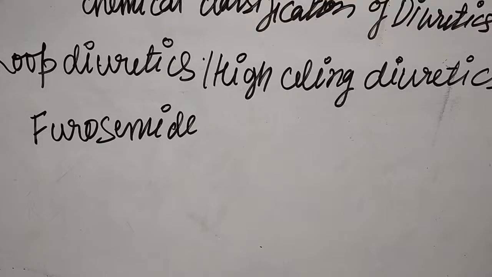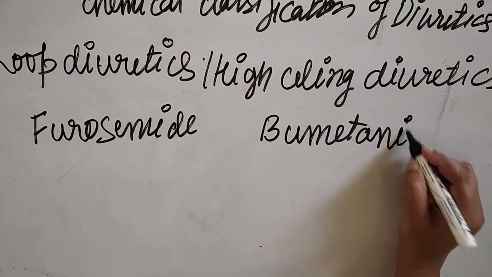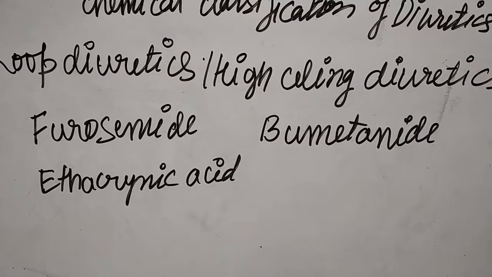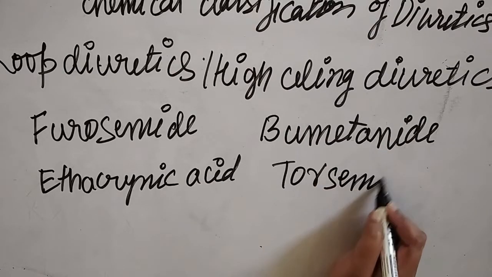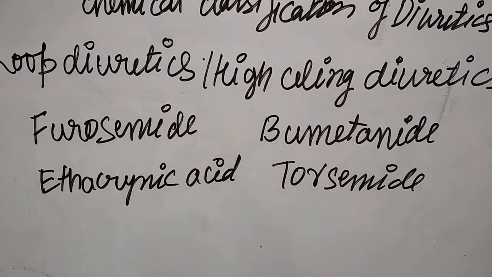So this is the first example of loop or high ceiling diuretics, furosemide. Another example is bumetanide. Another example is ethacrynic acid, torsemide. These are the examples of loop diuretics or high ceiling diuretics.